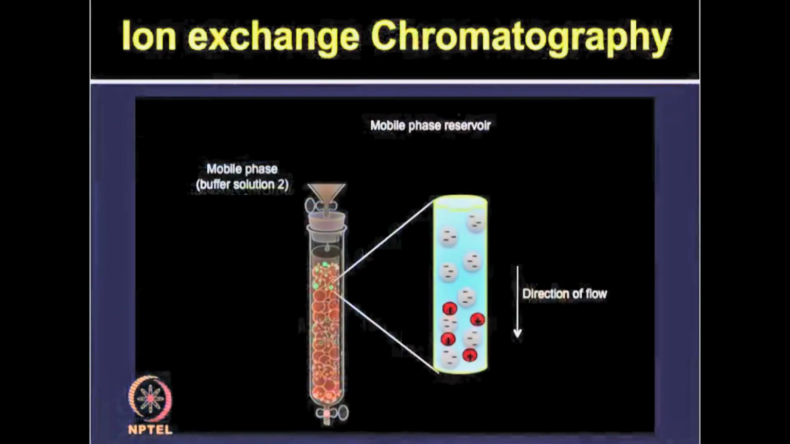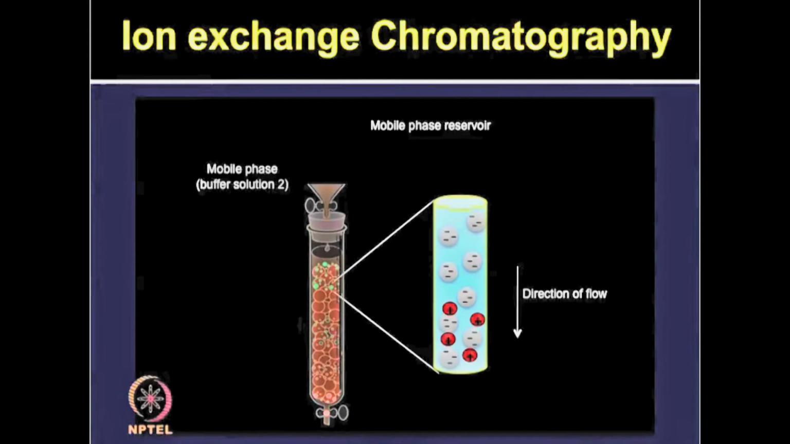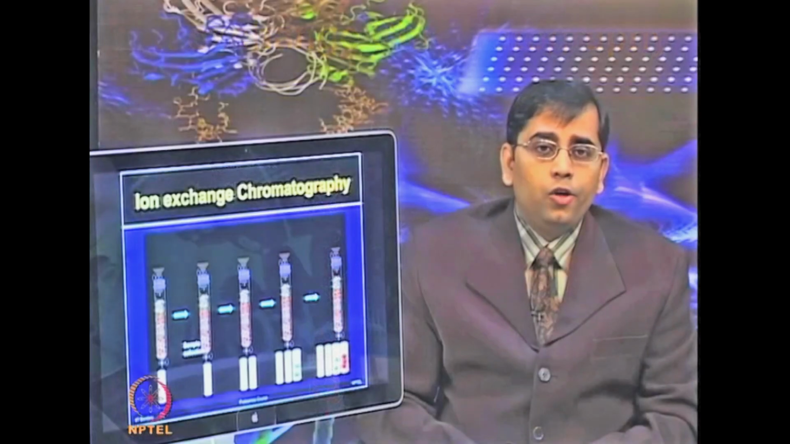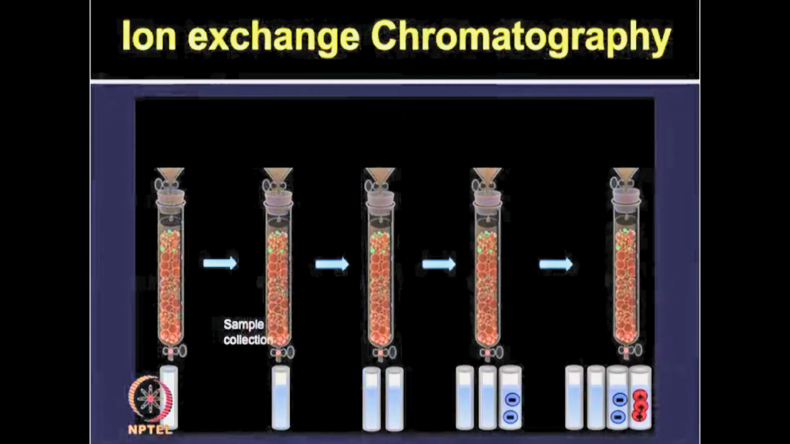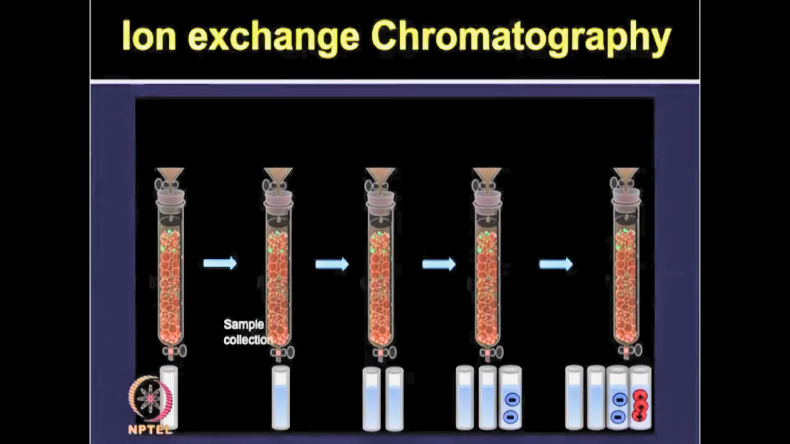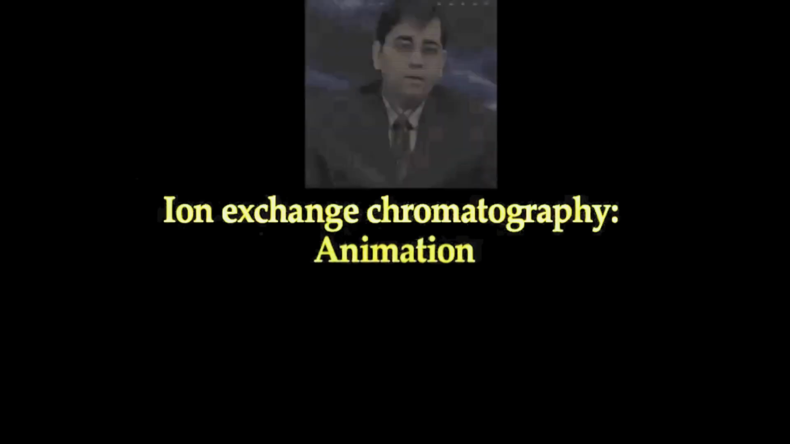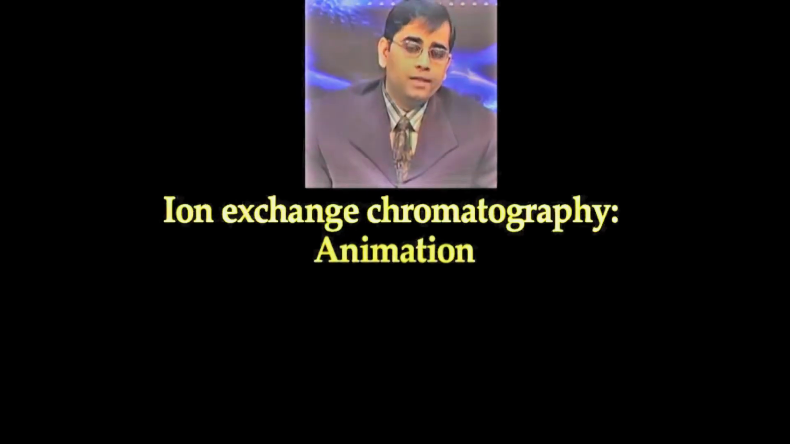Now, the buffer solution is changed so that the net charge of the protein of interest is modified and it no longer binds to the ion exchange resin. Therefore, the bound protein can be eluted out as shown in this slide. If you have a negatively charged protein, it gets eluted first and will be present in the initial fractions, while the positively charged protein that bound to the column will be eluted in the later fractions, or it will be vice versa. So, let me describe how ion exchange chromatography works step by step in the following animation.